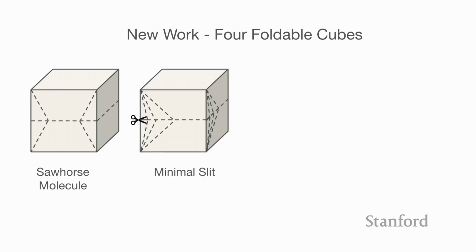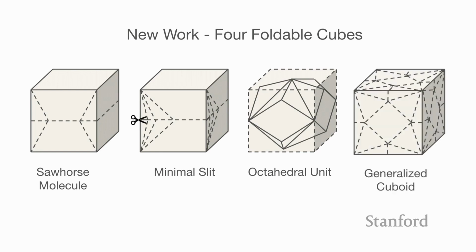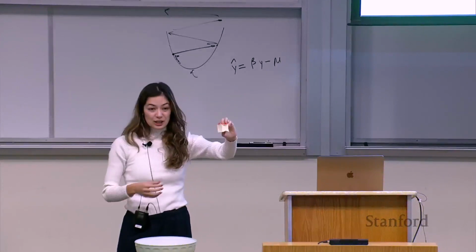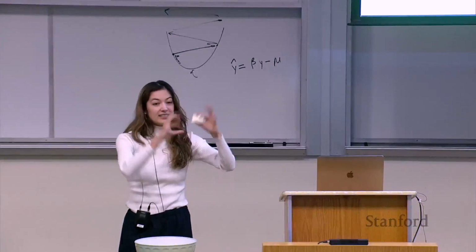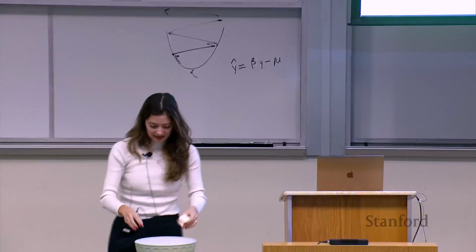We've also got a minimal slit cut, where we're cutting a very, very tiny slit in the corner of the cube. We've got the octahedral unit cell, which is like a cuboid, so you can connect them to each other on a lattice. When you connect a lot of them on a lattice, you can get an interesting metamaterial property. And then finally, a generalized cuboid. This has the most creases of any of the cubes, and depending on where you place them, you can get 6 DOF motion. You can change it in all kinds of skew ways.